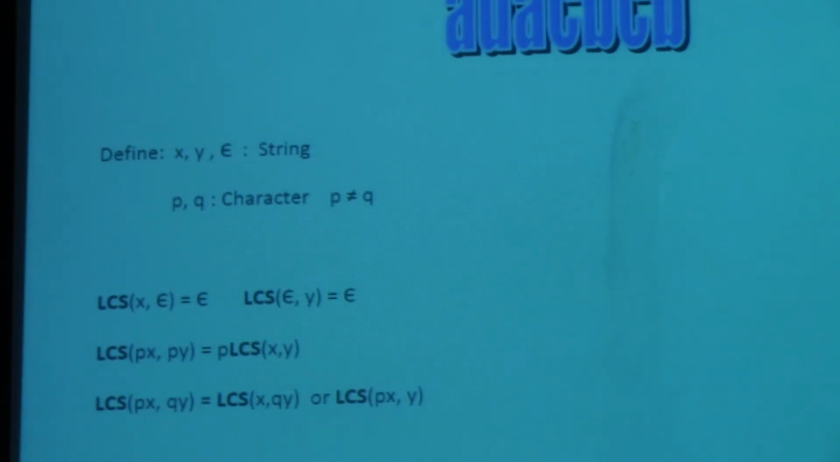So therefore we cannot match p to q, so we will match p to maybe the first character of y. Or maybe we'll match q to the first character of x, or something like that, if it exists. Are you with me? Okay. Any questions? Yeah.